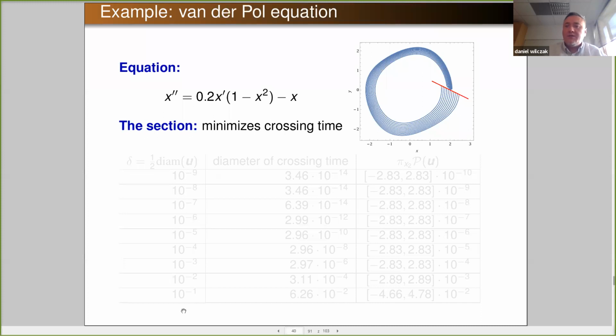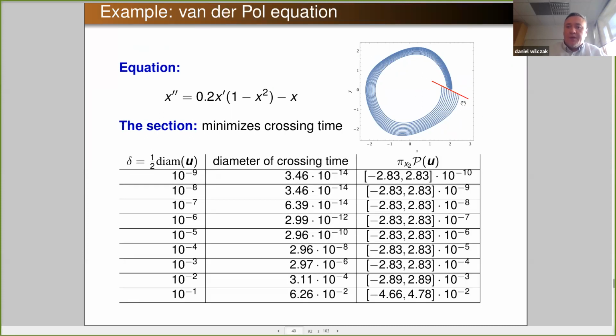In the second case, we choose the section according to the previous theorem. And we see that the diameter of the crossing time is more or less quadratic with respect to the size of the initial set. Here we have some constant value because we are at machine precision, so it cannot be smaller. Of course, we can make these numbers smaller using higher precision interval arithmetic.